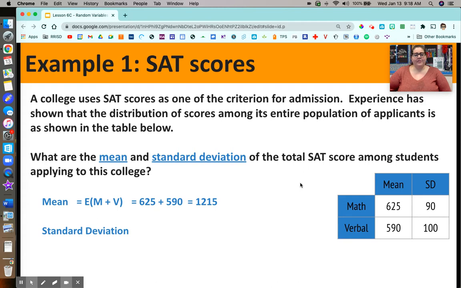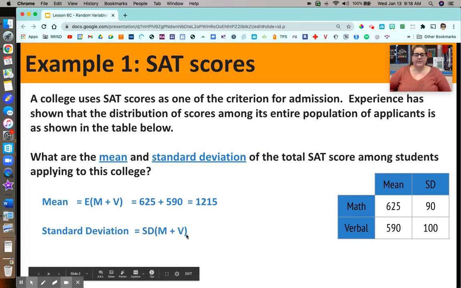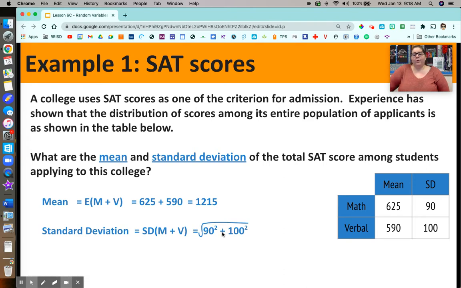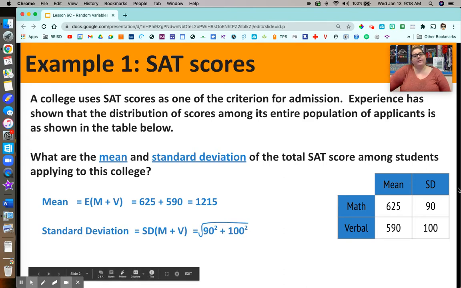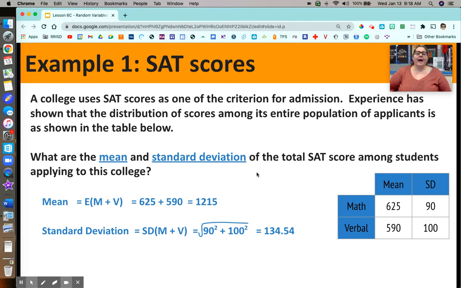And then for standard deviation, we have that whole rule or trick that we can't just add standard deviations. We have to add variances and then work back to standard deviation by taking the square root. I kind of call this the Pythagorean theorem of statistics. So the standard deviation of math plus verbal would be the square root of math standard deviation squared plus verbal standard deviation squared, which comes out to 134.54.